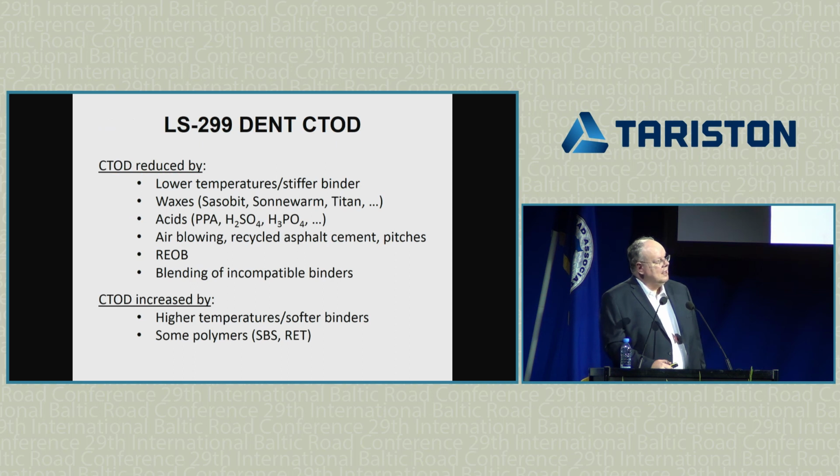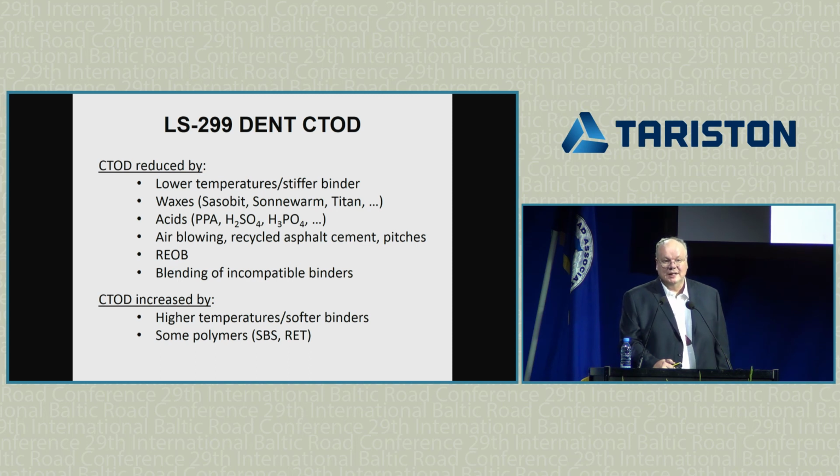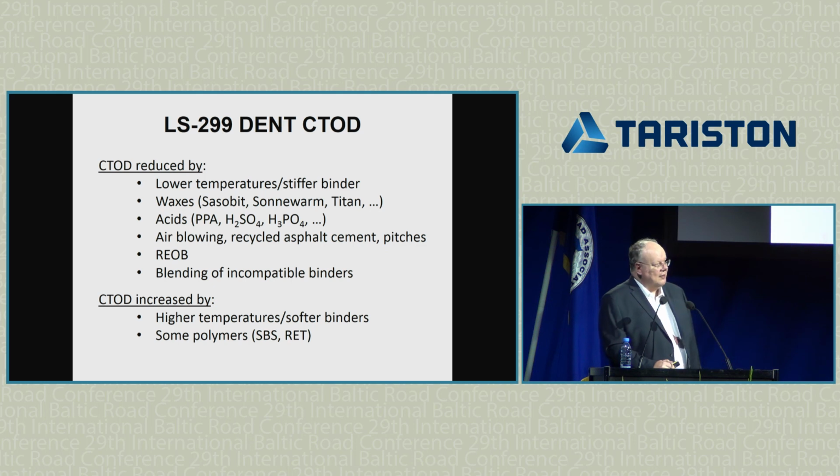1903. The CTOD is reduced by lower temperatures, stiffer binders, waxes, acids, air blowing, recycled asphalt, pitches, REOB, and the blending of incompatible binders. So it does the job, what we want it to do. It sorts out the good from the not so good asphalt cement. And it increases by higher temperatures, softer binders, and some polymers, but not many polymers, and not more polymer is better.